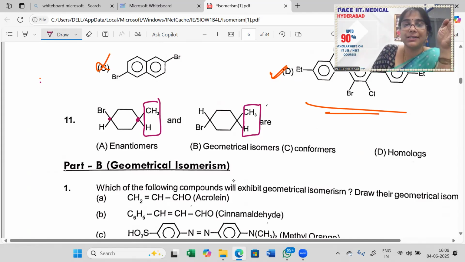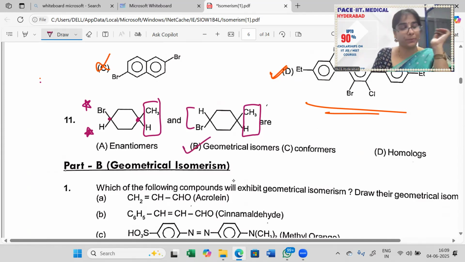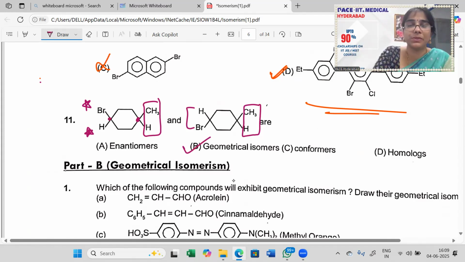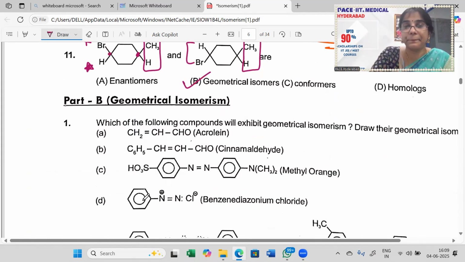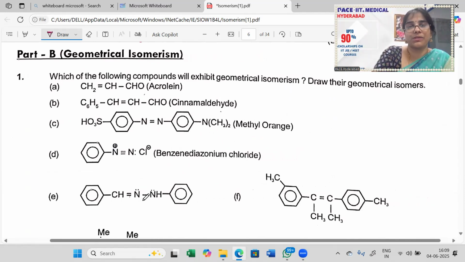See, check out the other side. You have bromine on the top and hydrogen on the bottom. Here, bromine on the bottom, hydrogen on the top. So they are definitely geometrical isomers. One side you fix it and try to turn the other side. Then the other side will be the other geometrical isomer. So option B, geometrical isomers they are. Which of the following compounds will exhibit geometrical isomerism? Draw their geometrical isomers as well.